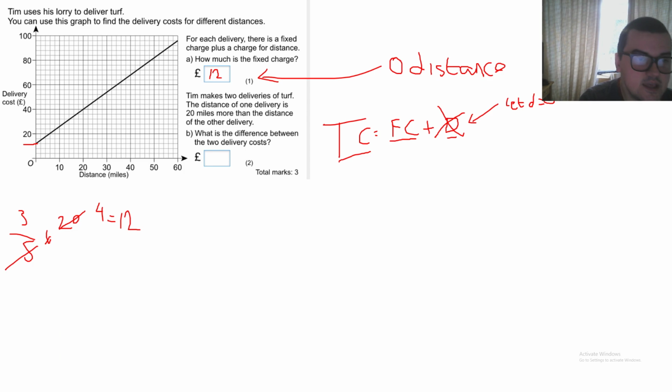So, the next question, I'm going to change the colour of the ink to green. Tim makes 2 deliveries of turf. The distance of one delivery is 20 miles more than the distance of the other delivery. What is the difference between the 2 delivery costs?